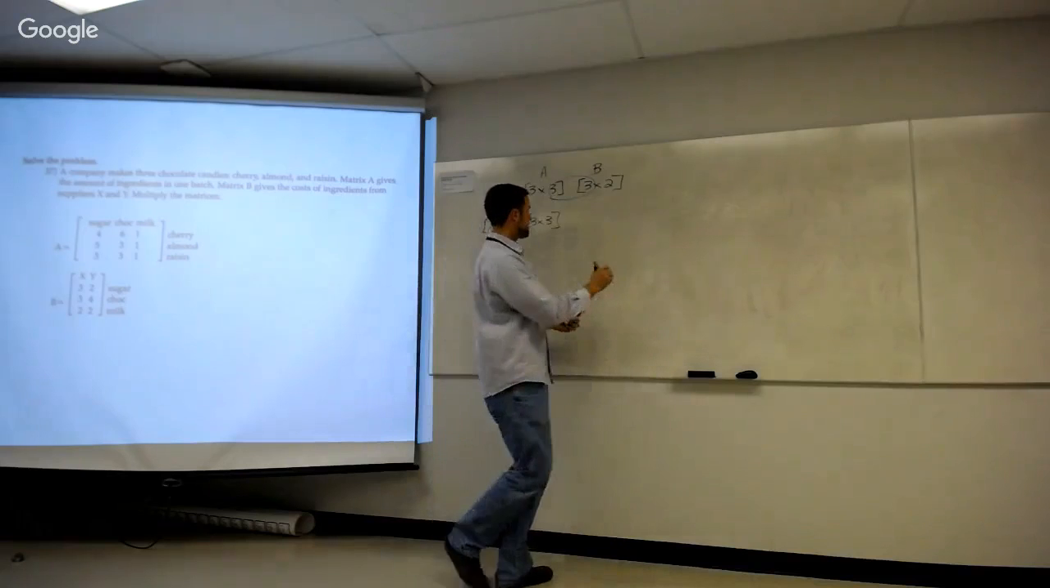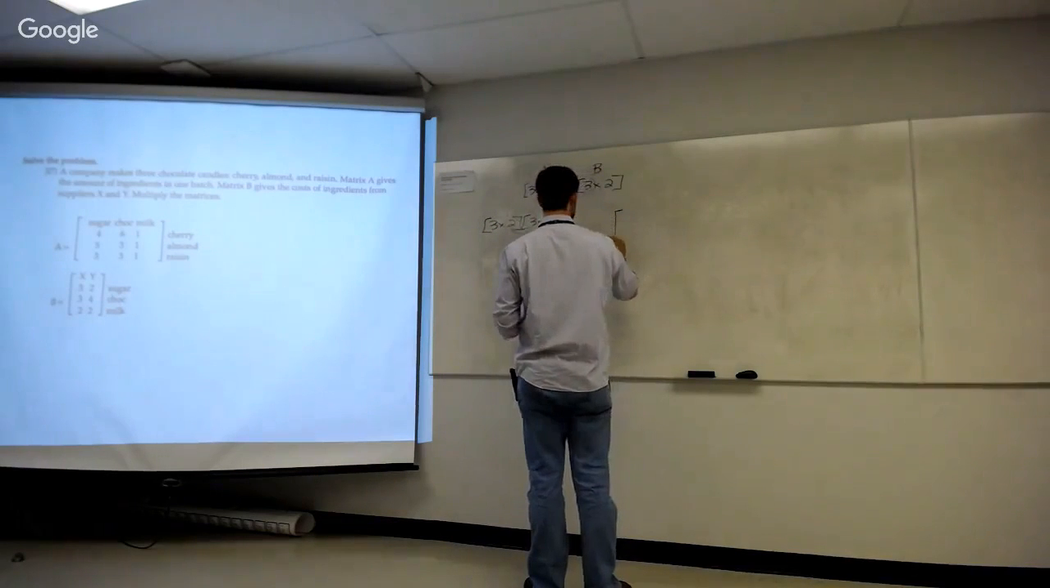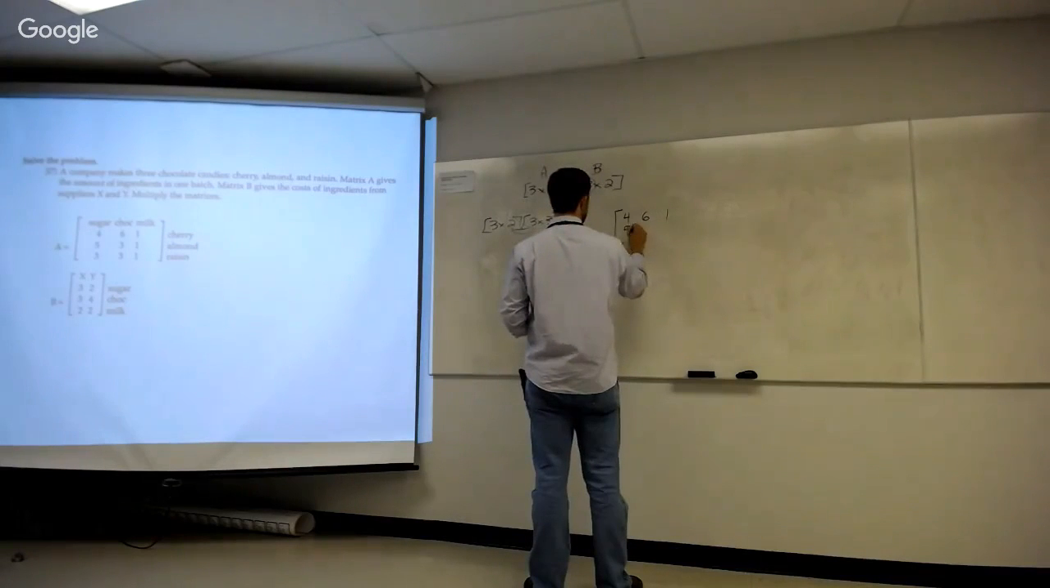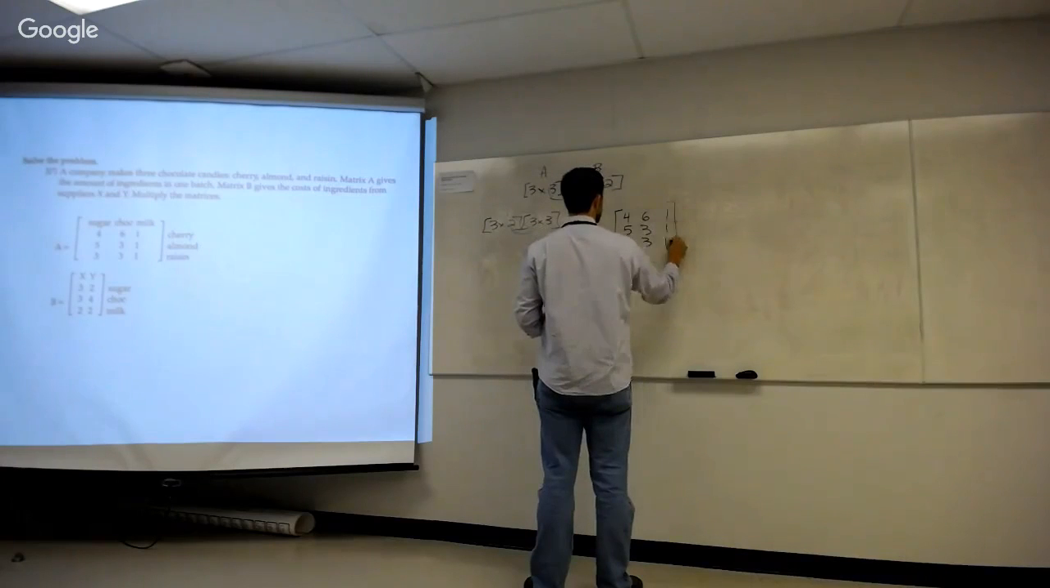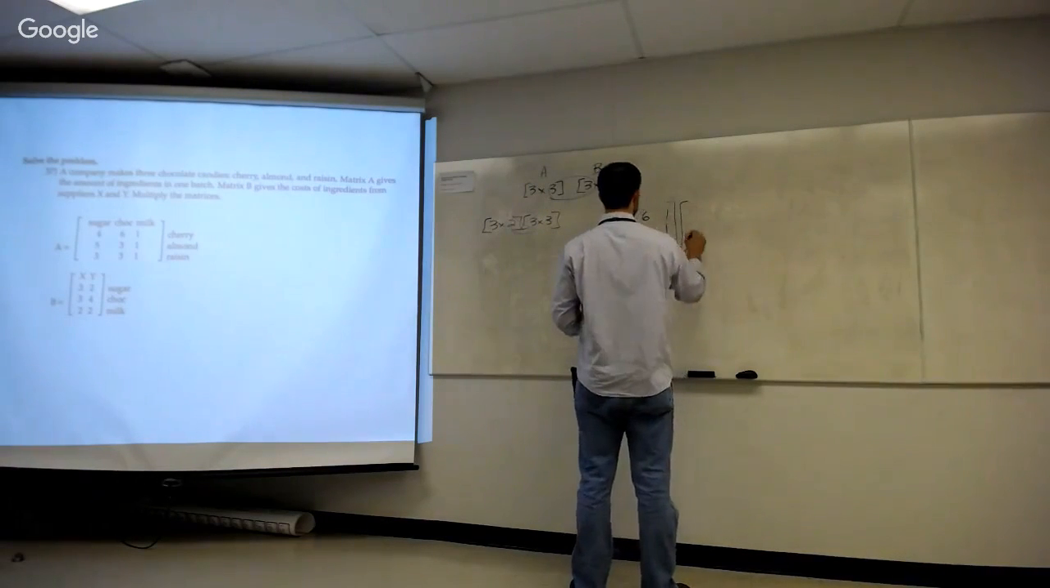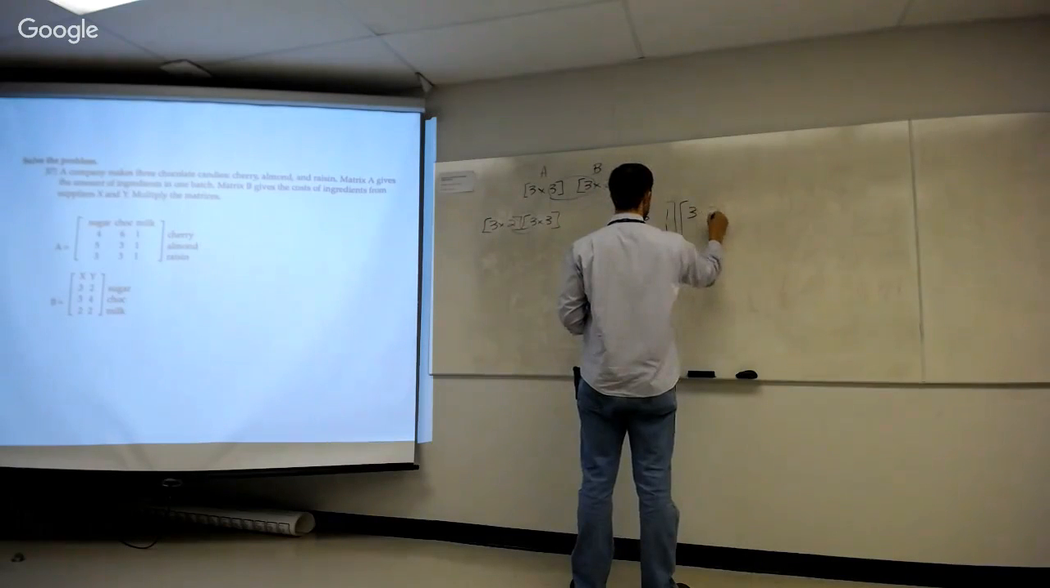So let's do that. We'll go ahead and write down matrix A, which is 4, 6, 1, 5, 3, 1, and 3, 3, 1. And then matrix B would be 3, 2, 3, 4, and 2, 2.